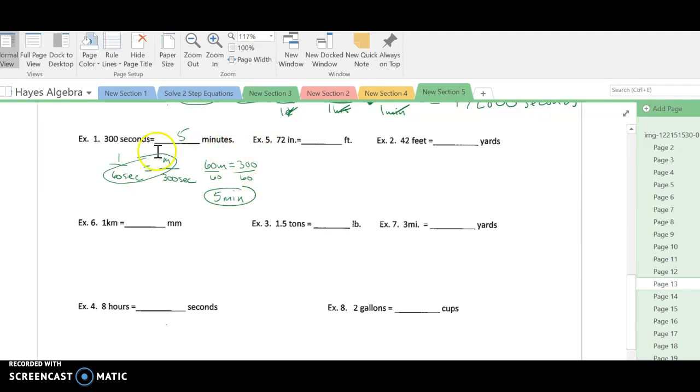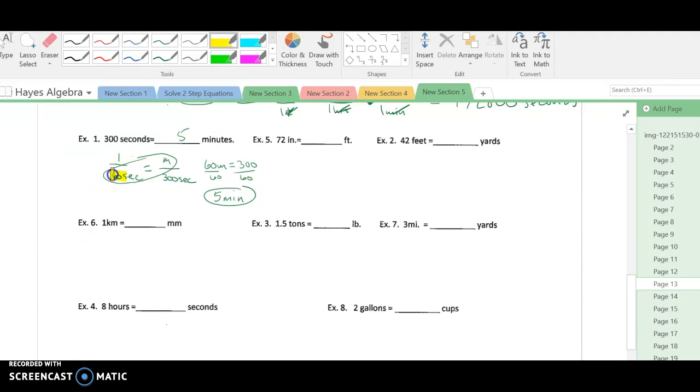All right, so when we set these up, the big thing you have to understand is the order. When I set the proportion up, seconds in the denominator, minutes in the numerator. So over here, 72 inches is equal to how many feet? We know 1 foot is equal to how many inches? 12 inches. That's going to equal how many feet, and I'm going to put F for feet, in 72 inches. And if you look, inches in the denominator, feet in the numerator.